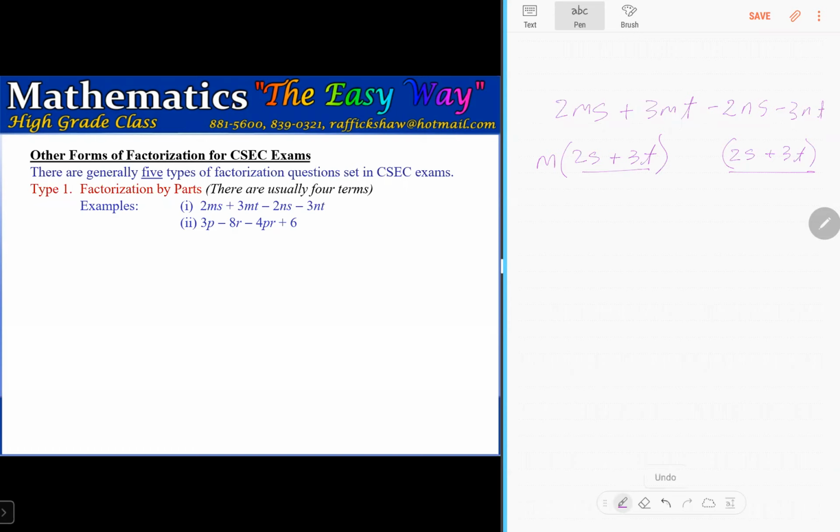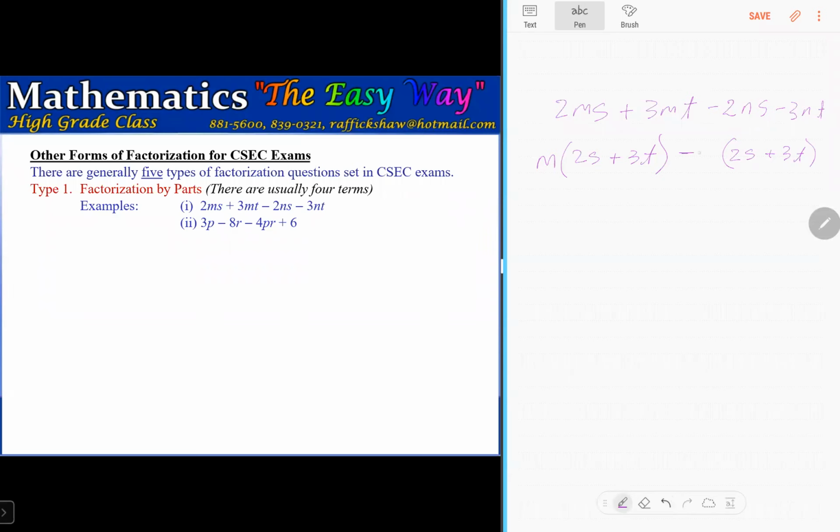Now that I've placed the bracket there, I have to look at this. I look and say the 2 is factored in already, and the s is factored in already. So it is the negative n that must factor out. I must factor the negative n outside. All right, negative n. I'm going to factor out the negative n.